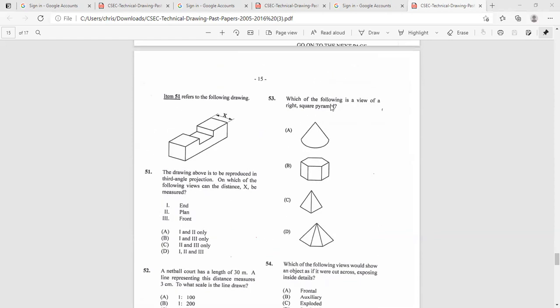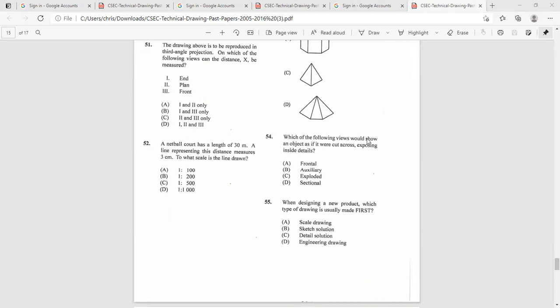Which of the following is a view of a right square pyramid? This shape is a cone. This shape is a prism. This is the correct one. This would have had more than 4 sides based on the shape. So this would be the correct one. This is a square pyramid. A pyramid has all the sides meeting at a point.